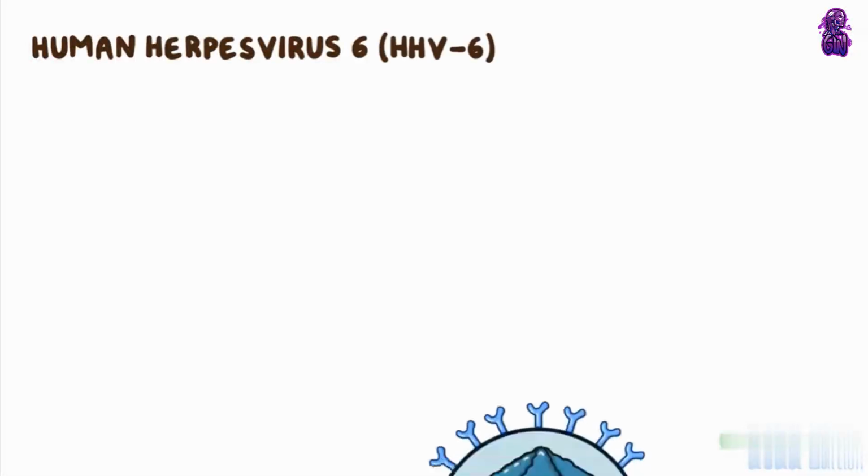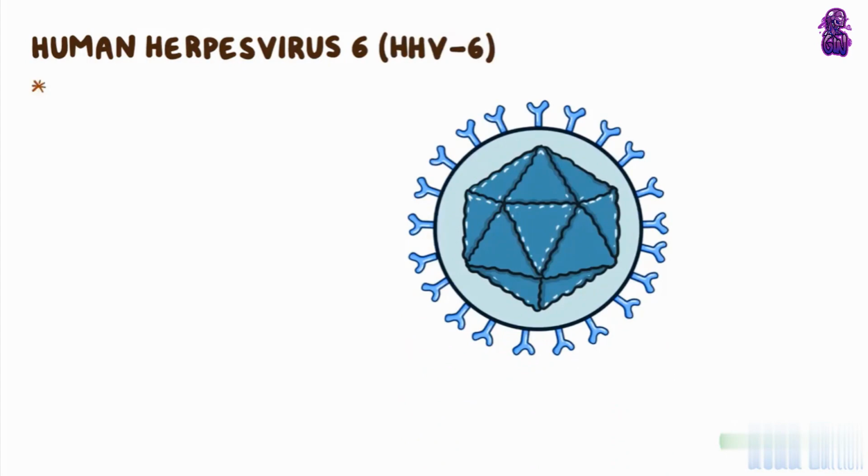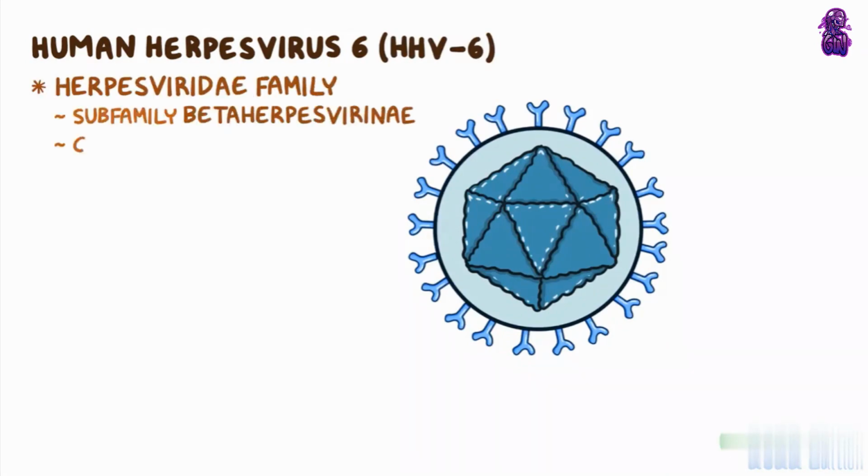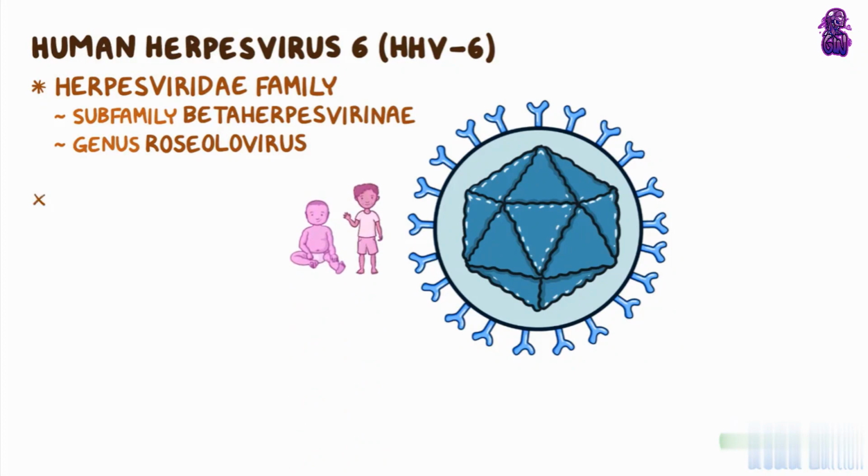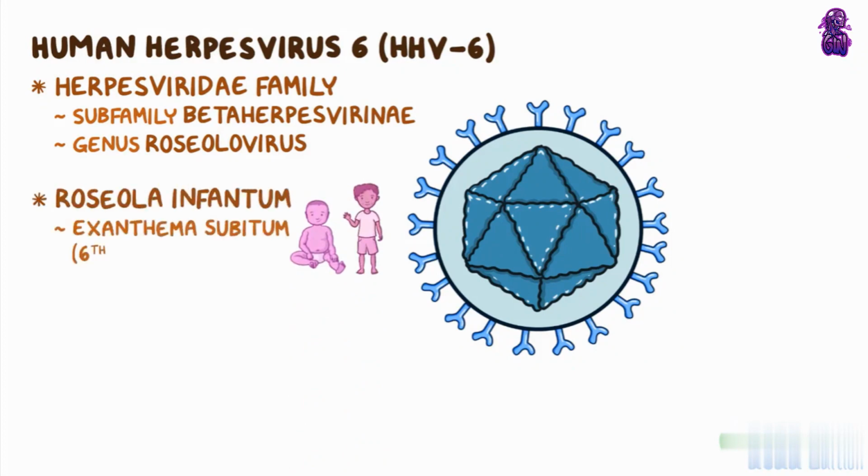Human herpesvirus 6, or HHV6, is a double-stranded DNA virus which belongs to the Herpesviridae family, subfamily Betaherpesvirinae, genus Roseolovirus. HHV6 primary infection is the cause of the common childhood disease called Roseola infantum, also known as exanthem subitum, or sixth disease.